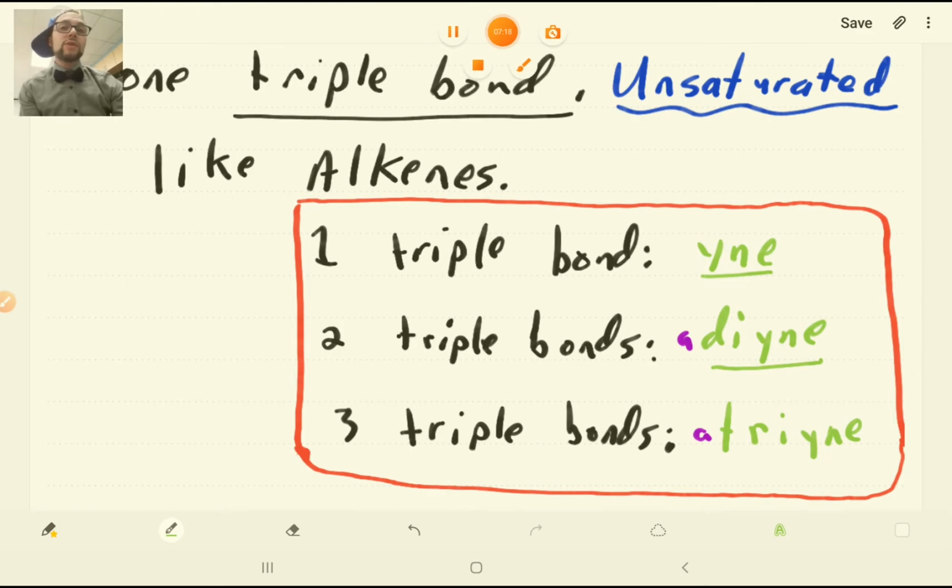Otherwise, what they're going to do is they're going to obey all the same branch rules. You're going to begin counting from the side that is closest to the first triple bond. And if both sides are equally close, then you count from the first branch. And so the only difference really is the suffix.